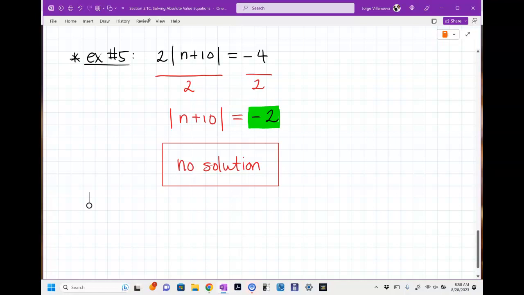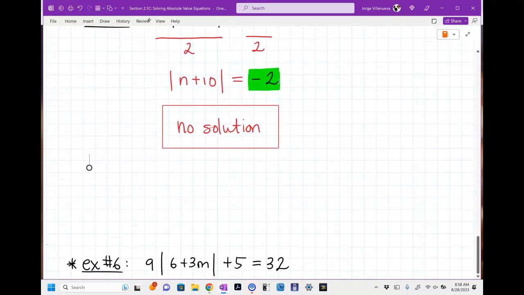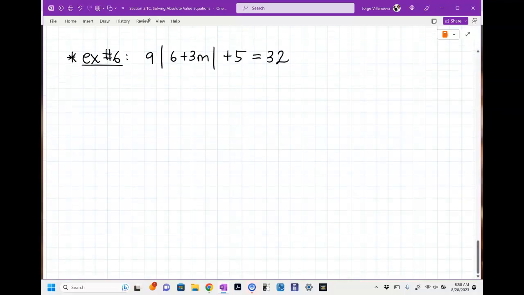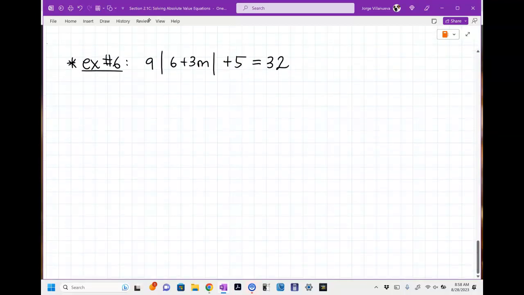All right, one more and then we're done, guys. Like I said, this is all stuff you're going to be seeing in your homework. You'll see some problems where the absolute value is equal to a negative number. So you should right away say, oh, he said that that's not possible. No solution. Last one. And these are some of the harder looking ones.